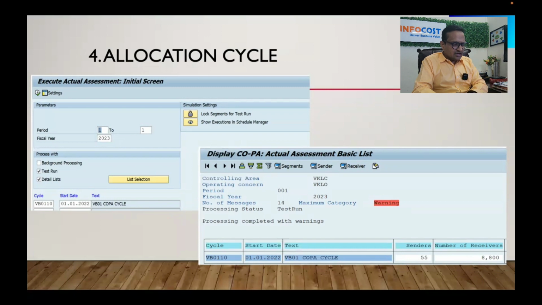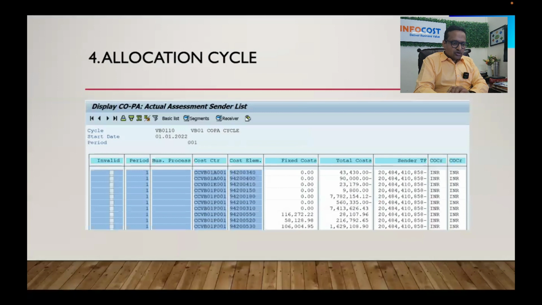So you can see on the screen the allocation cycles are there, and the system automatically takes the receiver of 8800 based on the selection I have given in the cycle. So this is the data the system posts based on the cycle we have given to the system.